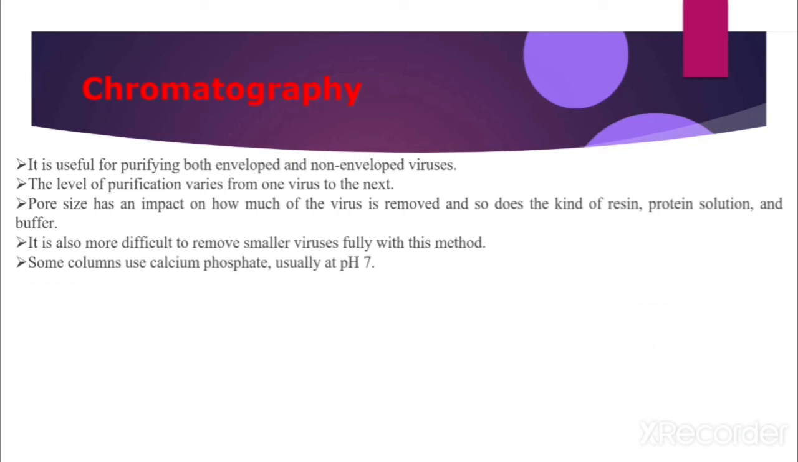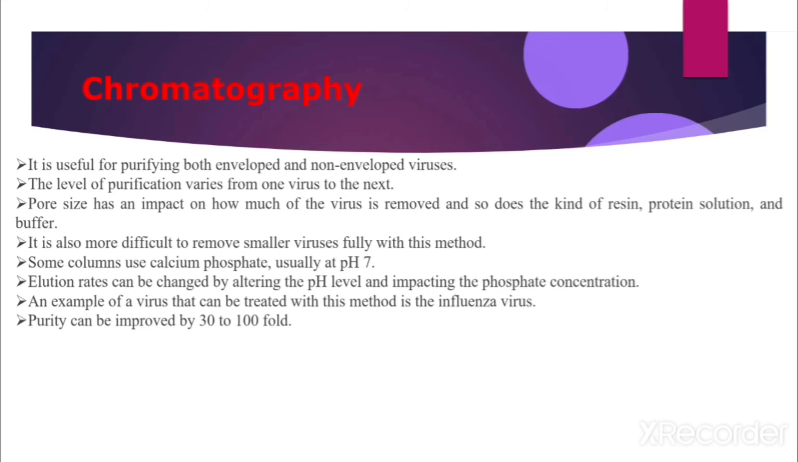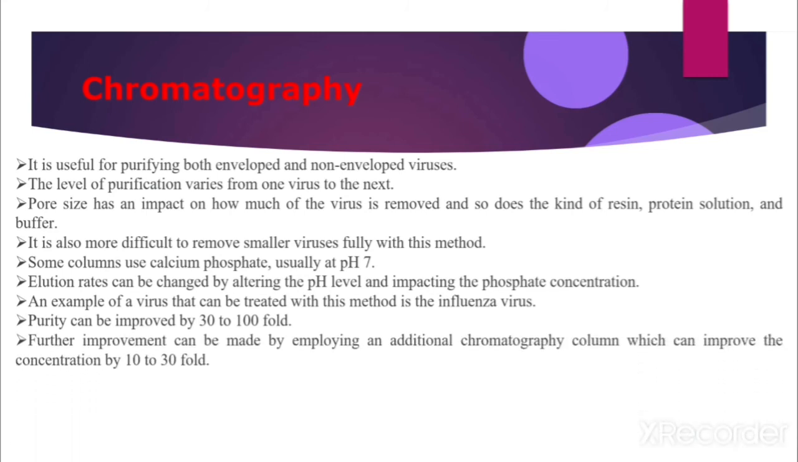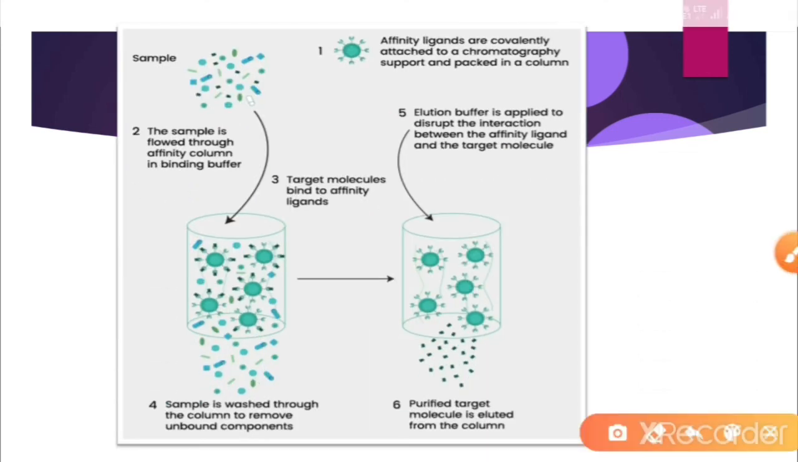Some columns use calcium phosphate, usually at pH 7. Elution rates can be changed by altering the pH level and the phosphate concentration. An example of a virus that can be treated with this method is the influenza virus. Purity can be improved by 30 to 100 fold. Further improvement can be made by employing an additional chromatography column, which can improve the concentration by 10 to 30 fold. Now this is the chromatography method.